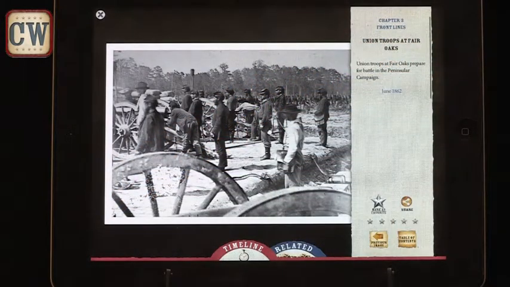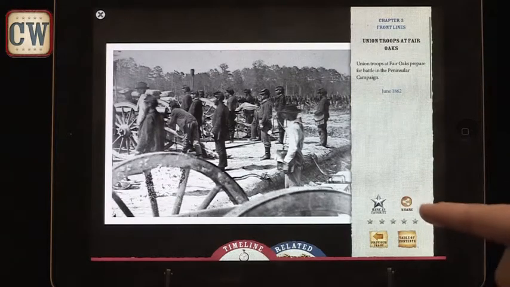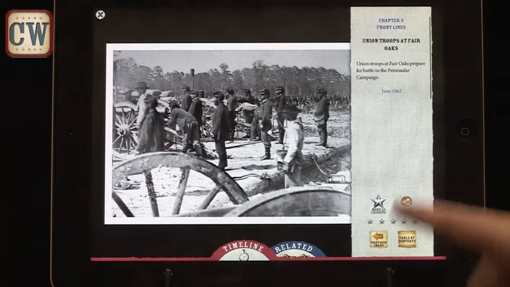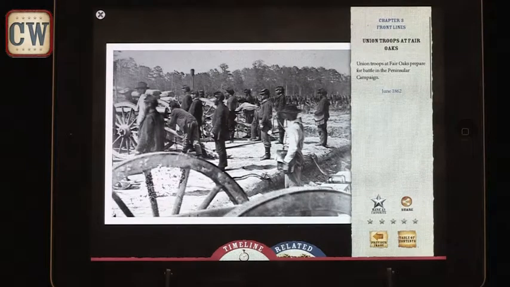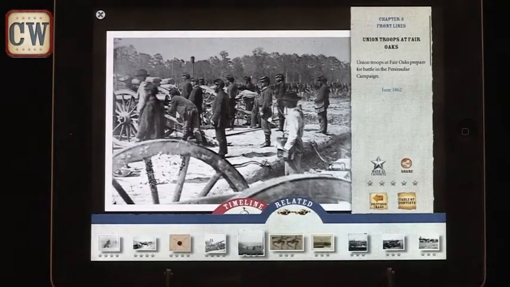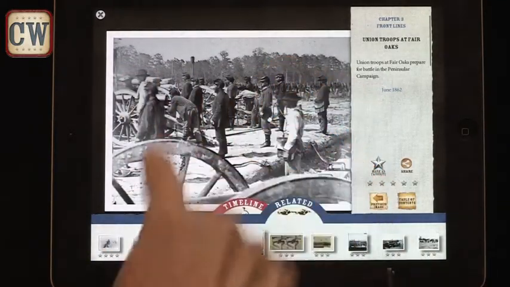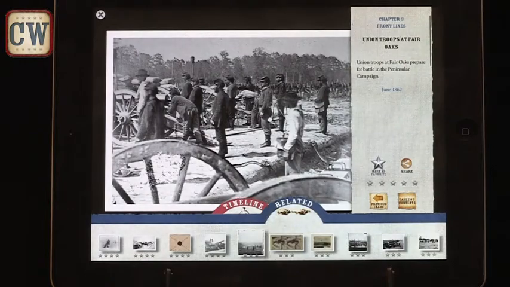So this is Union troops at Fair Oaks, preparing for battle. Something that's nice down here is that you can share it. Right. And if you want to save this picture, you can mark it as a favorite. So it's saved for you, which is great. You can have all those favorites and come back. Also, it gives you some related photographs to this particular battle. This is the Peninsular Campaign, so there would be other items as well.